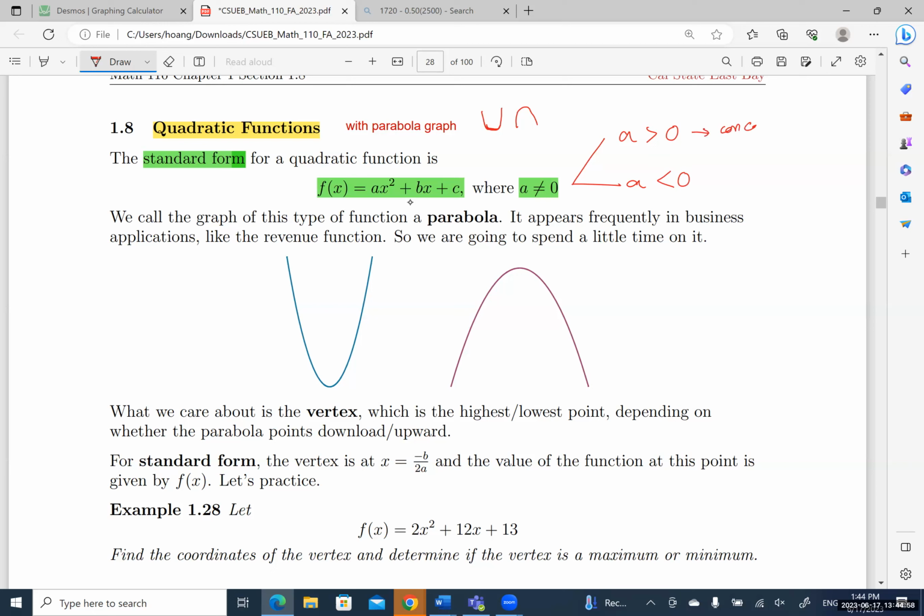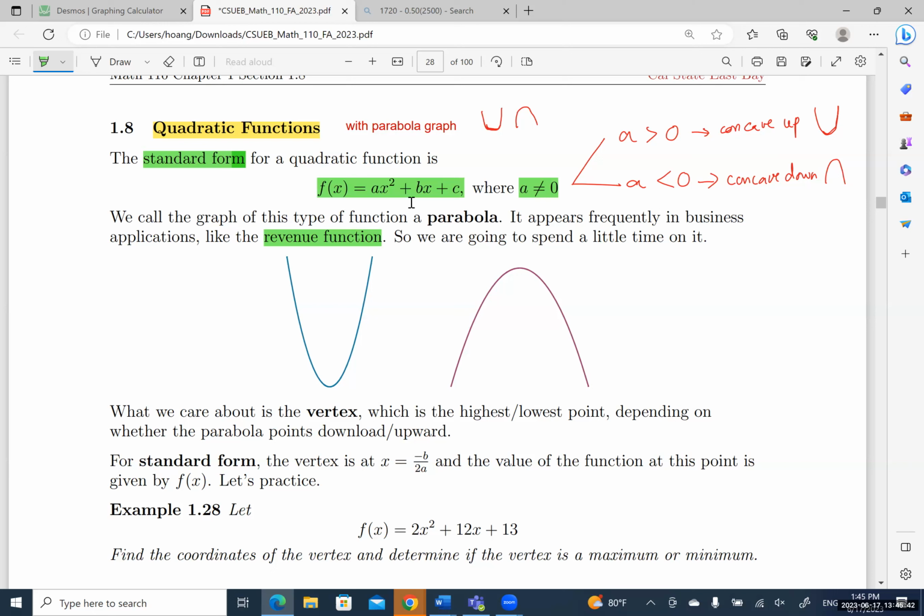So for a greater than 0, we have concave up, which is a graph as a parabola upward. And if a is less than 0, you're going to have concave down, which is a parabola downward. So as you see below here, usually you see these parabolas as a revenue function. Okay, something in business could be a revenue function, right? Or a profit function later. You will learn about that.